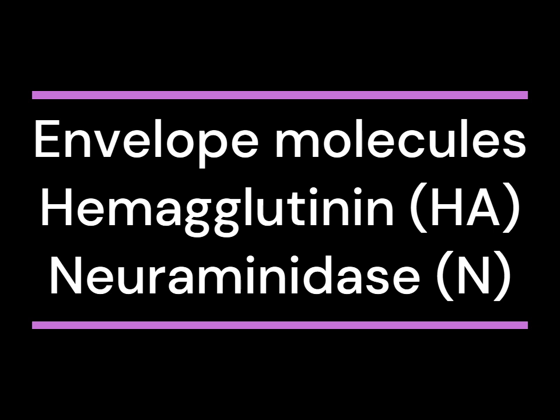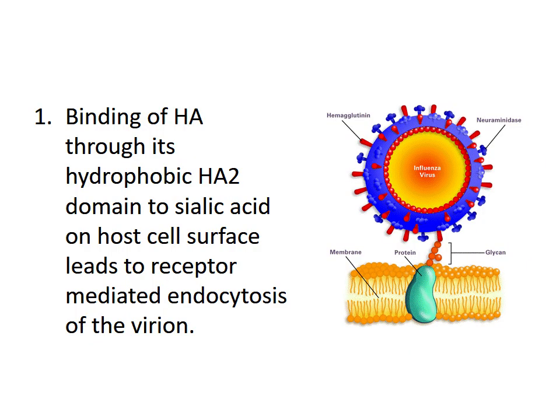The first step of the pathogenesis is the binding of hemagglutinin through its hydrophobic SA2 domain to sialic acid on the host cell surface, and that leads to receptor-mediated endocytosis of the virion.